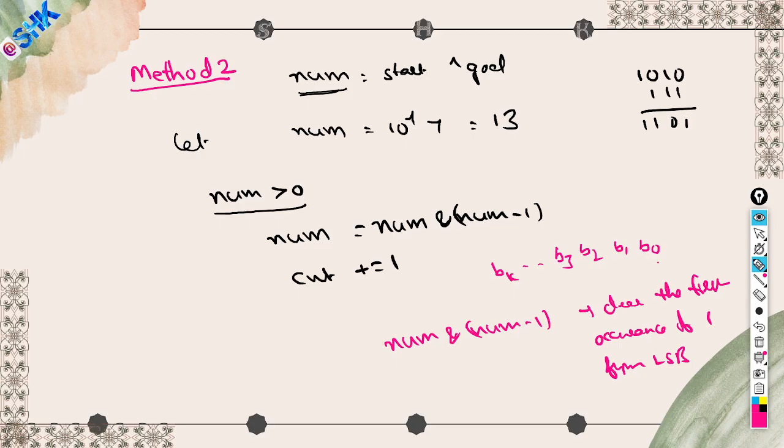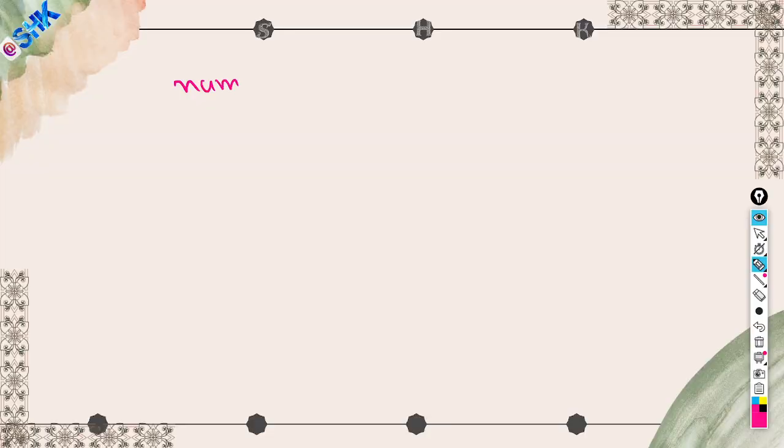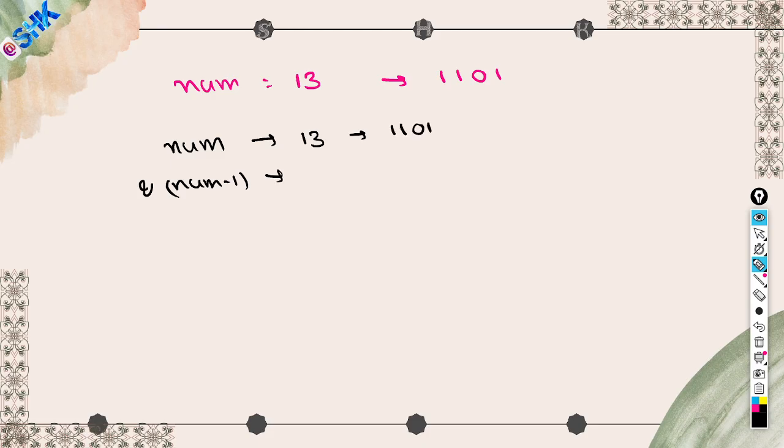So in this, now we are considering the number to be 13. In binary format, it is equivalent to 1101. The logic we have is num AND num minus 1. So here num is 13, and the binary equivalent is 1101. Num minus 1, that is 13 minus 1, is equivalent to 12. The binary representation of 12 is 1100.